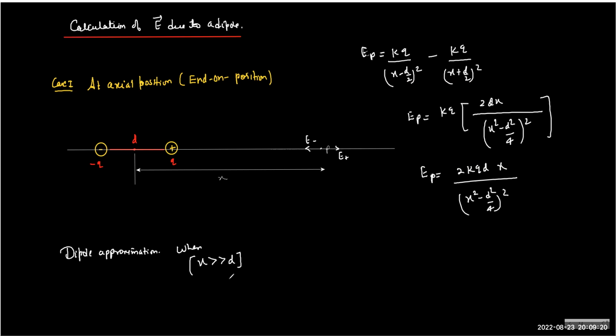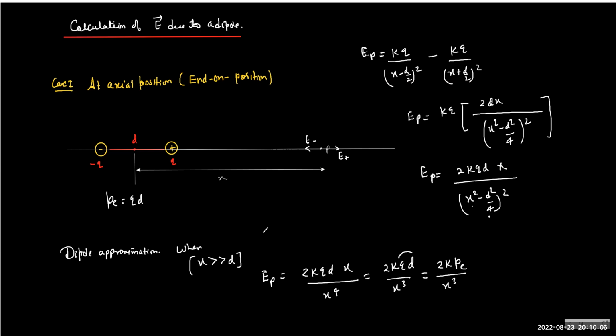So when x really exceeds the d value by a large margin, the electric field formula turns out to be really nice. It will become kqd into x upon, now x is much bigger than d, so I can ignore this term compared to x, right? So what I will write here is x power 4, and therefore the answer is 2kqd upon x cube. Now the qd we can replace by the definition of dipole moment, which is always qd. The answer is 2kp by x cube. I should have taken r, but anyway, that's right.